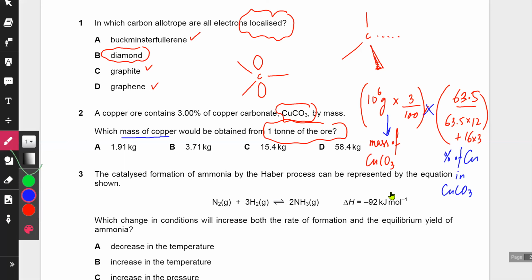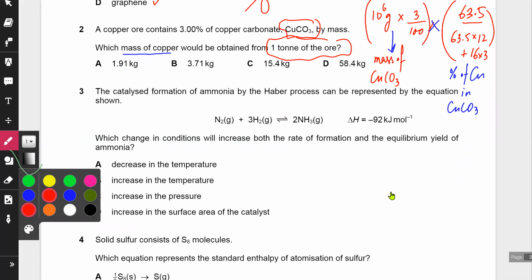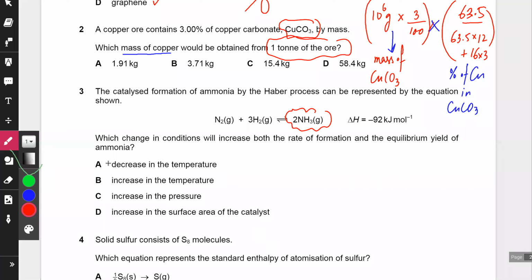Clear. So now the next one: the catalyzed formation of ammonia by the Haber process can be represented by the equation shown. Which change in conditions will increase both the rate of formation and the equilibrium yield of ammonia? So you want more ammonia at a faster speed. First one, if you decrease temperature, could you obtain both things? No, sir. But what would happen and what would not happen?